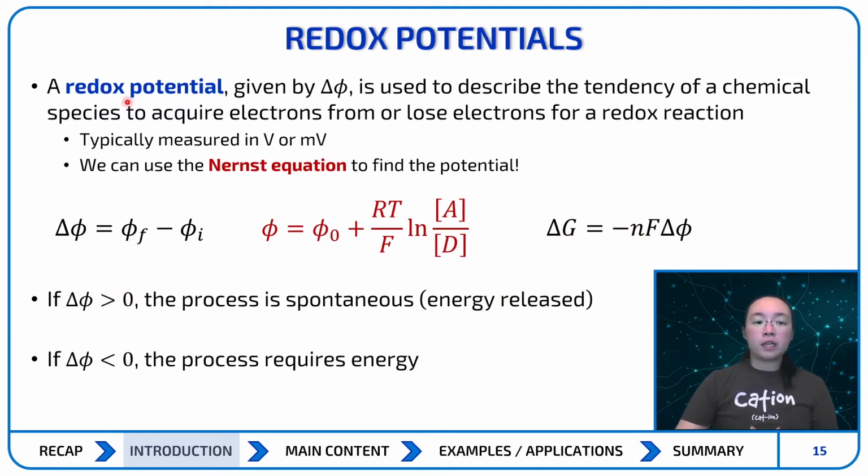Essentially, with a redox potential, we can use the Nernst equation to find the potential, and if the potential difference from beginning to end is positive, then the process is spontaneous because energy is released. If delta phi is negative, then that means the process requires energy.